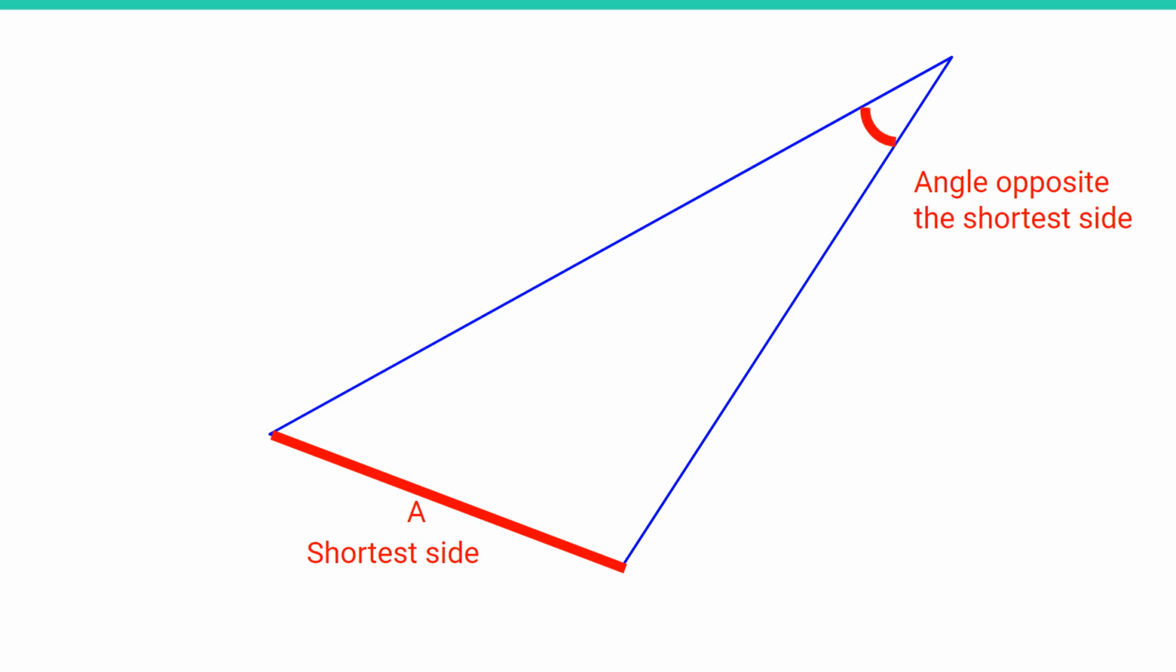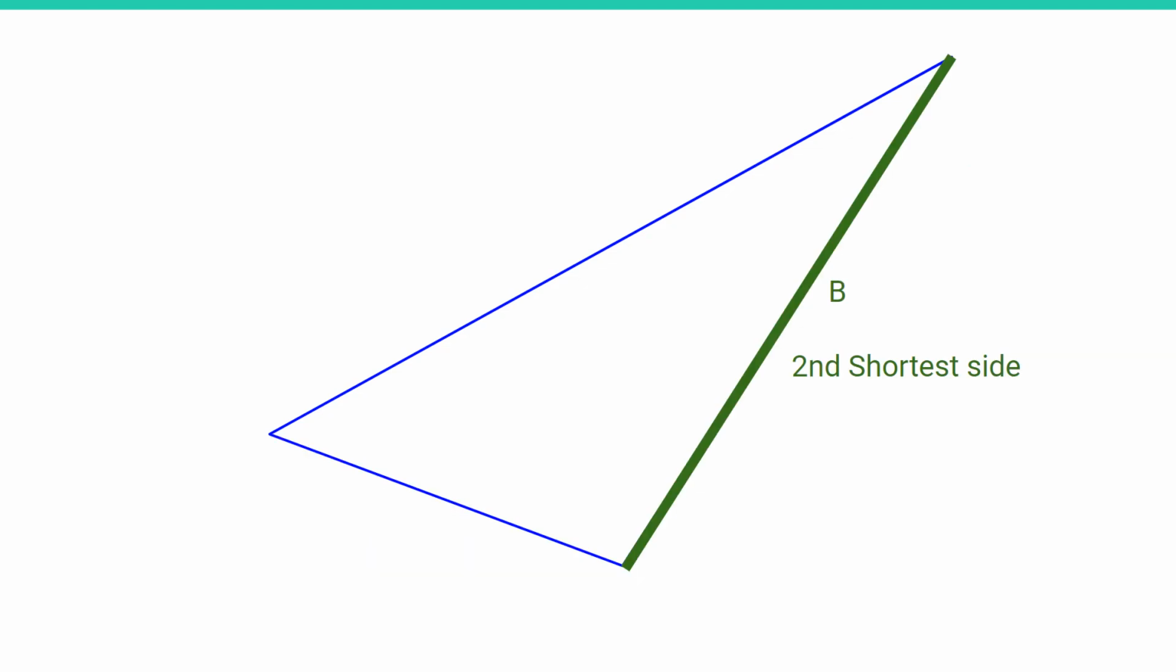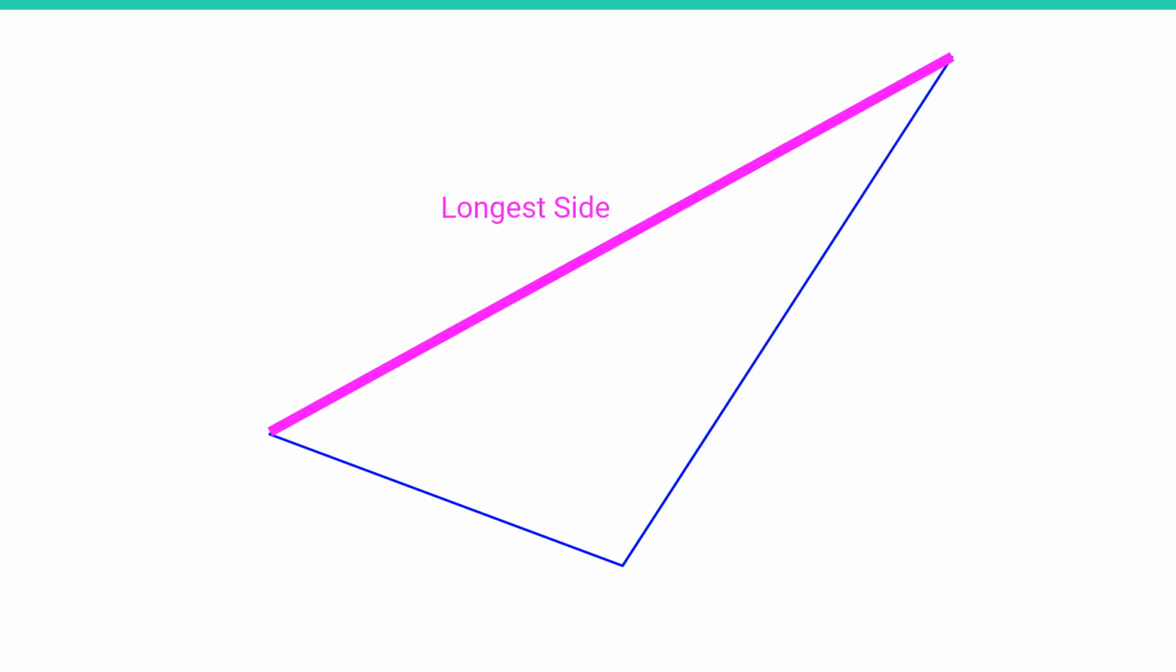The angle that is going to be opposite the shortest side, we are going to call small a. And this is really important because this is the way we're going to identify angles. We're not just going to pick any random angle and call it a. The angle small a is always going to be opposite the shortest side, which is capital A. The second shortest side we're going to call B, and the angle opposite the second shortest side will be called small b. And lastly, the longest side we're going to call C, and the angle opposite the longest side is going to be small c.